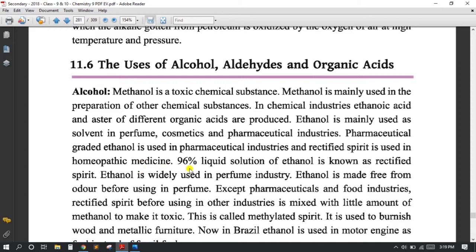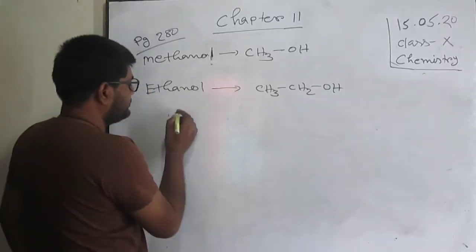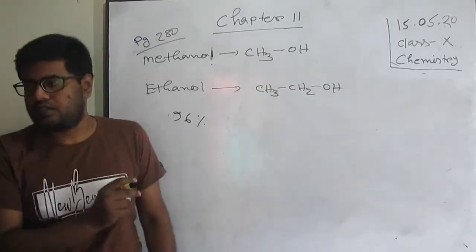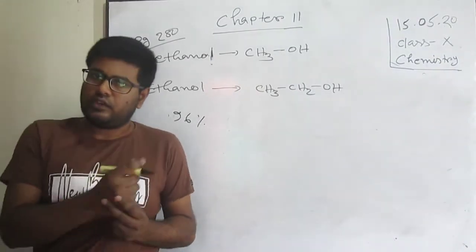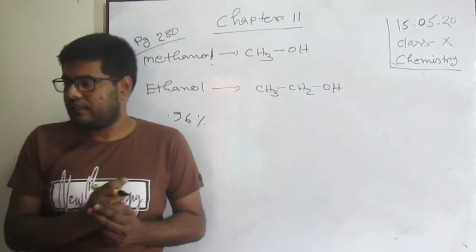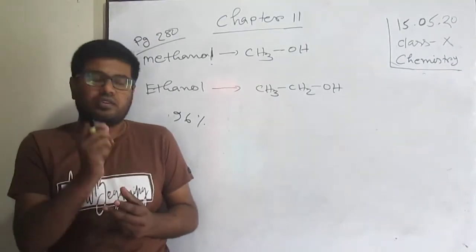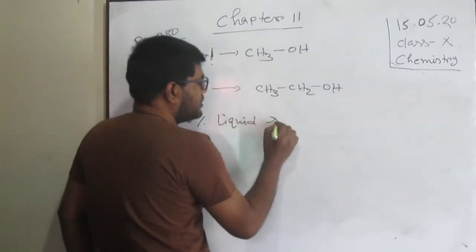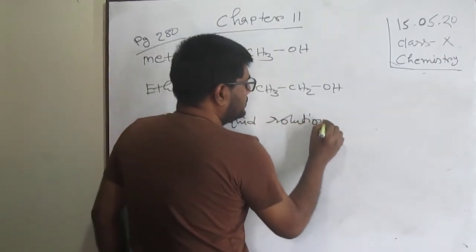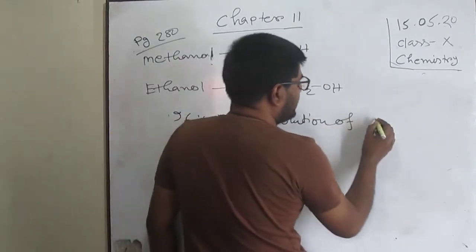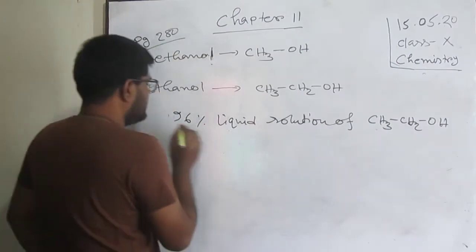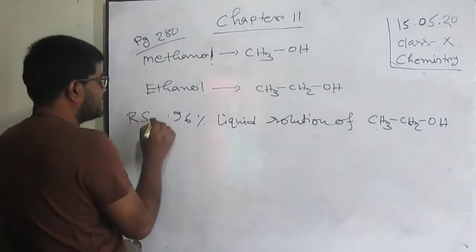So we have to know what is rectified spirit. Actually, we should first know its concentration, 96%. That is a 96% liquid solution of ethanol. This 96% liquid solution of ethanol is called rectified spirit.